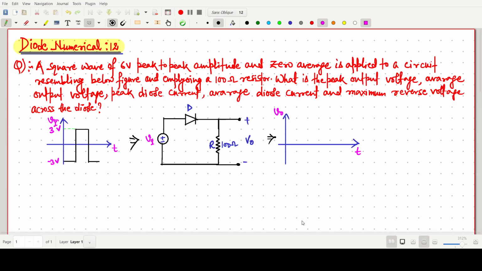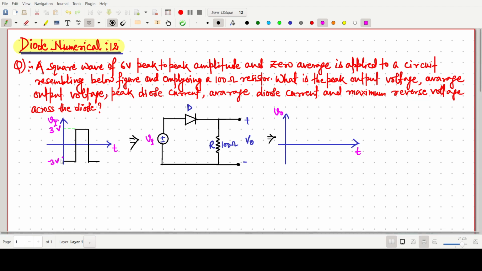Welcome everyone. In this video lecture, we will solve a problem based on diode and it is from the Microelectronics circuit book. So the question is, a square wave of 6-volt peak-to-peak amplitude and 0 average is applied to a circuit. So the input voltage Vi is given 6 volt peak to peak.